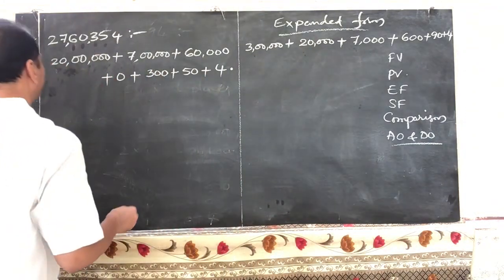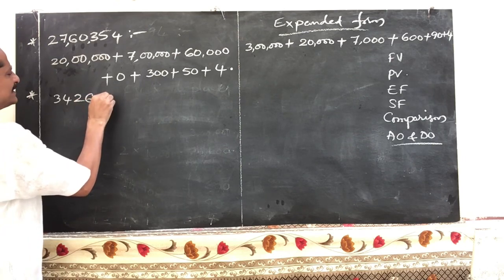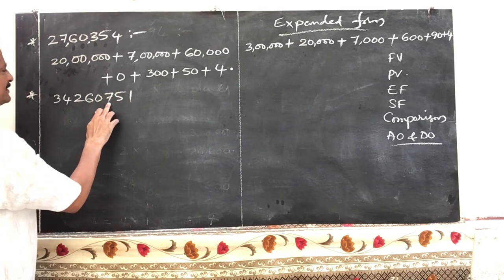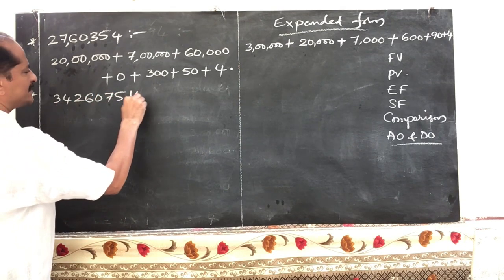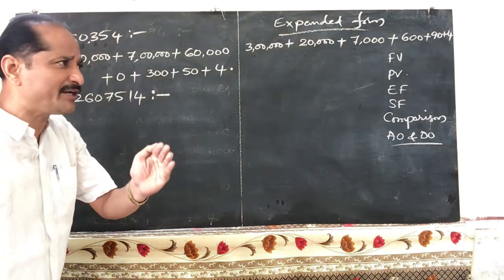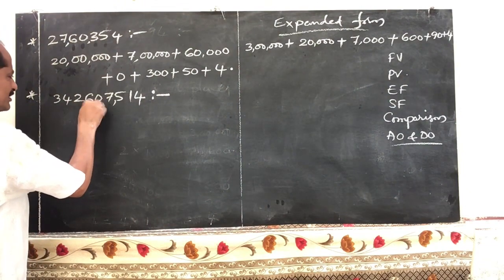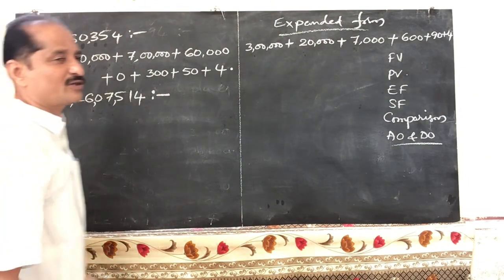Now we can take a 9-digit number. So 34260. So how many digits? 3, 3, 6 and 8. Okay, one more digit you can take. So this is a 9-digit number. So first divide this given number into periods. Units period, thousands period, lakhs period and crores period.